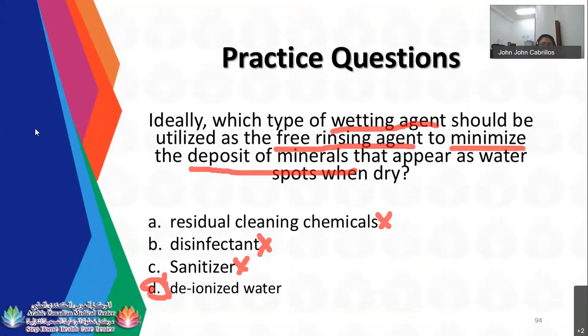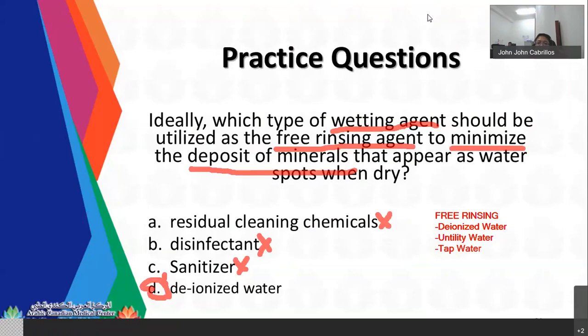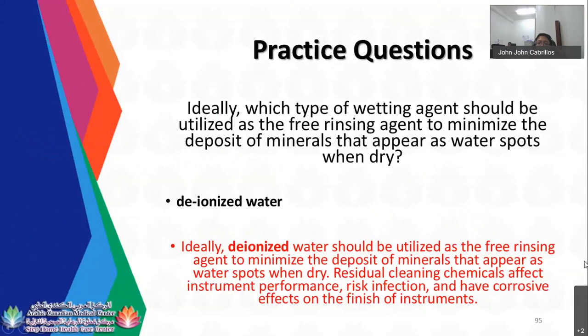So your pre-rinsing, you need to remember this, is deionized water. Sometimes if there's no deionized water, it's said as utility water and critical water. Tap water. But it should be deionized water. Ideally, deionized water should be utilized as the pre-rinsing agent to minimize the deposit of minerals that appear as water spots when dry.